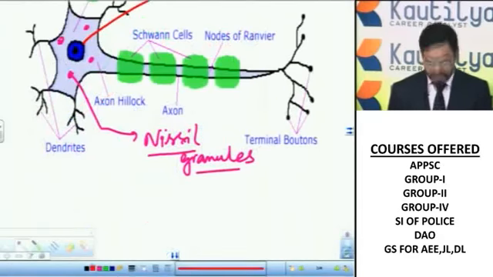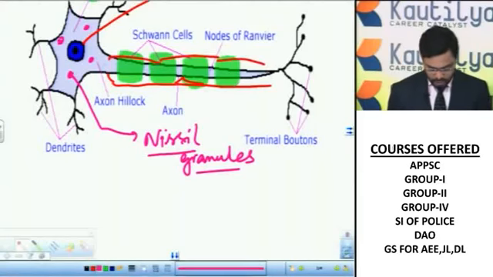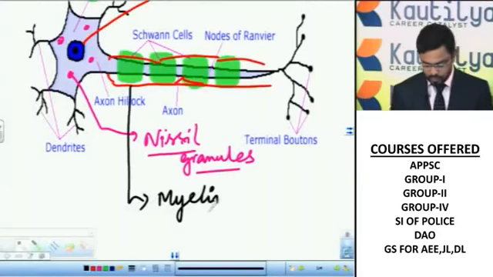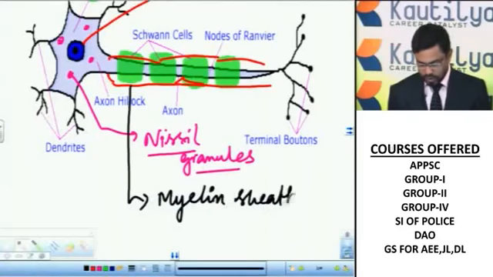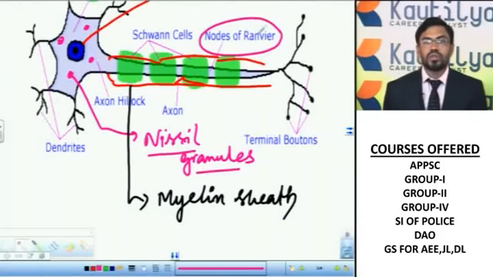A long process which arises from the cyton is called an axon. This axon is covered by a sheath-like structure called the myelin sheath. The protective sheath covering the axon is called the myelin sheath. Here and there, the myelin sheath is absent, thereby forming a constriction. This constriction is called the nodes of Ranvier. These nodes of Ranvier are useful for fast movement of the nerve impulse.